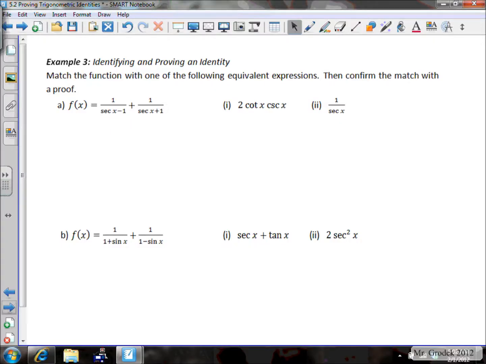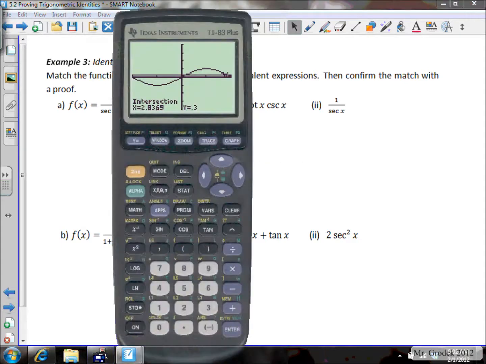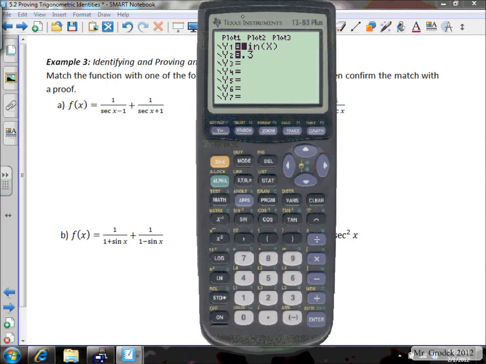Now in example 3, it says match the function with one of the following equivalent expressions, then confirm the match with a proof. The way we're going to do that, we're going to take out our graphic calculator. So 1 divided by 1 over cosine of x minus 1 plus 1 divided by 1 over cosine of x plus 1.